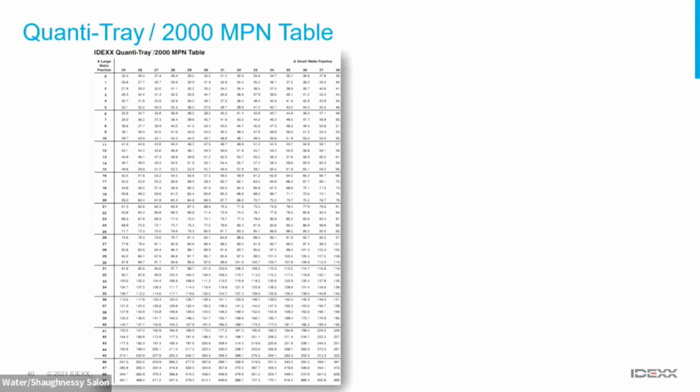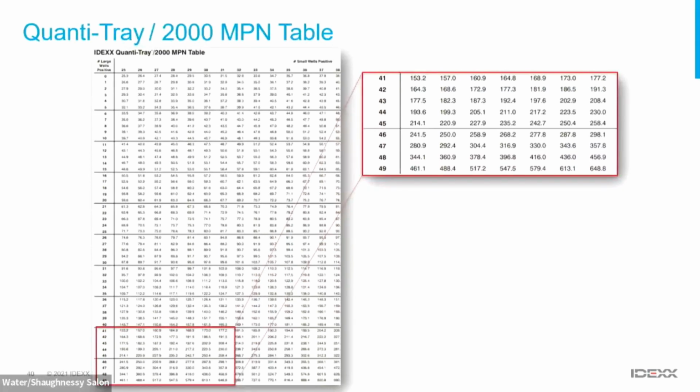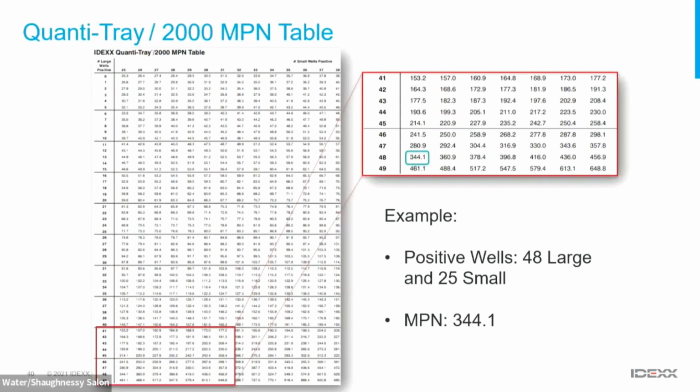If you're using the Quanti-Tray 2000, it's a little bit different. There's actually two different size wells. There's 48 small and 49 large: 48 of one size, and the 49th is the top one. For the Quanti-Tray 2000, you have to count both wells individually. So you count the number of positive wells that are large, record the number of positive wells that are small, and then basically use this handy chart. The first column is the number of large positive wells, and the top row is the number of small positive wells. You take those two numbers and see where they meet, and where they meet is your result for that sample. So for example, if you had 48 large and 25 small, your most probable number for that sample would be 344.